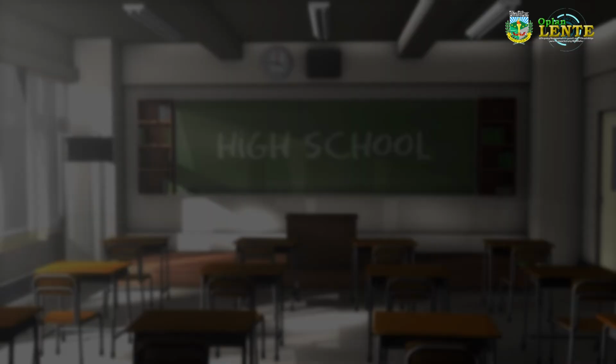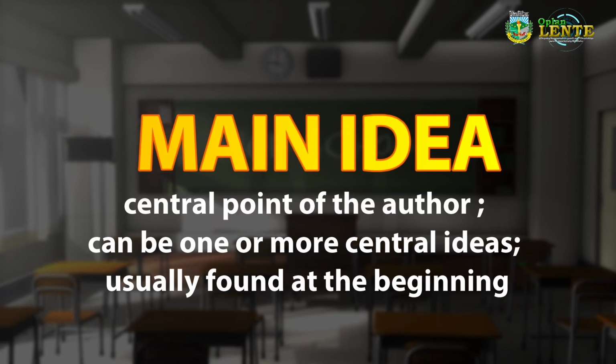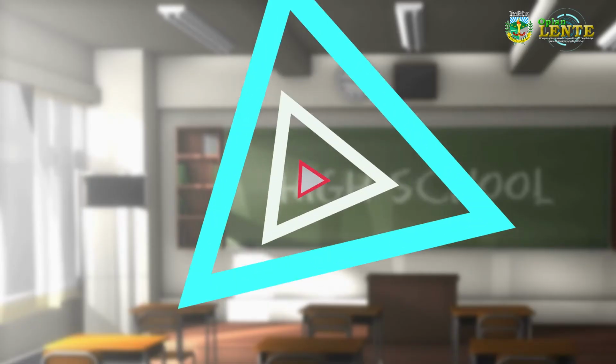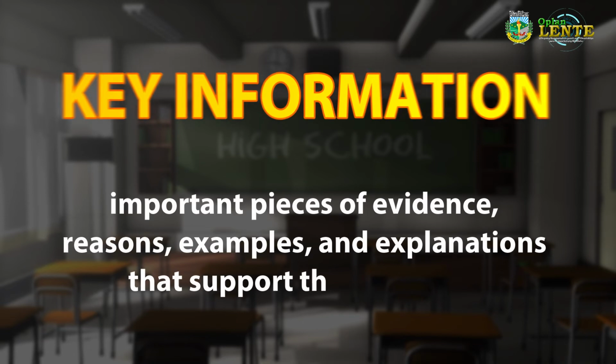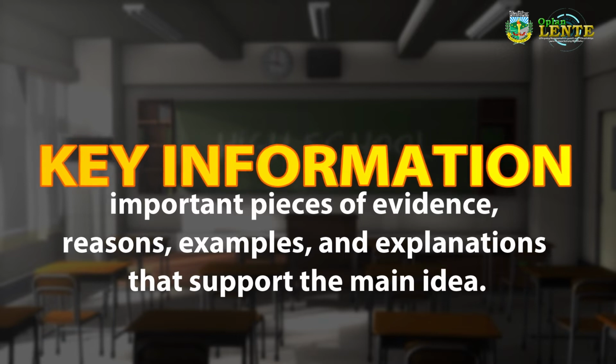But what does main idea refer to? The main idea refers to the central point that the author is trying to communicate in his or her work. A given text can have one or more central ideas, usually found at the beginning. The details in a particular text are provided to support the main idea. Now, let us define what is the key information. Key information, meanwhile, refers to important pieces of evidence, reasons, examples, and explanations that support the main idea. This includes details that further establish one's main point.